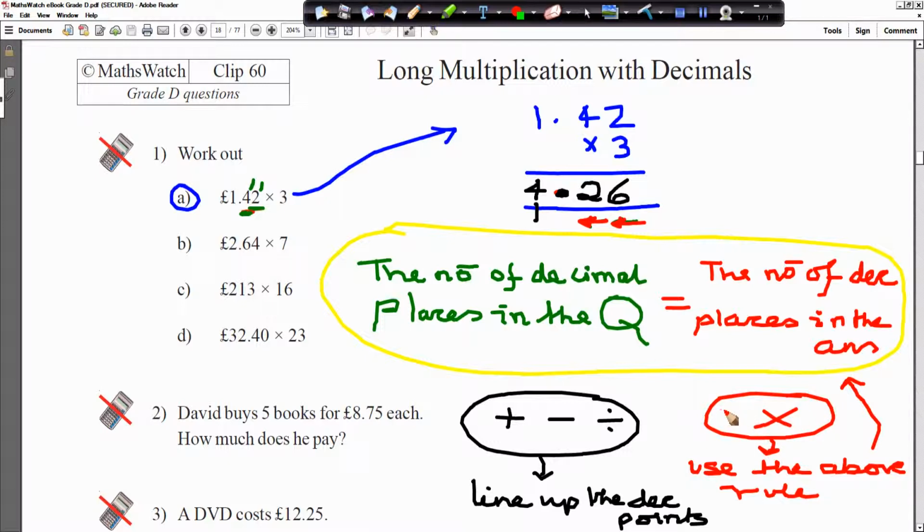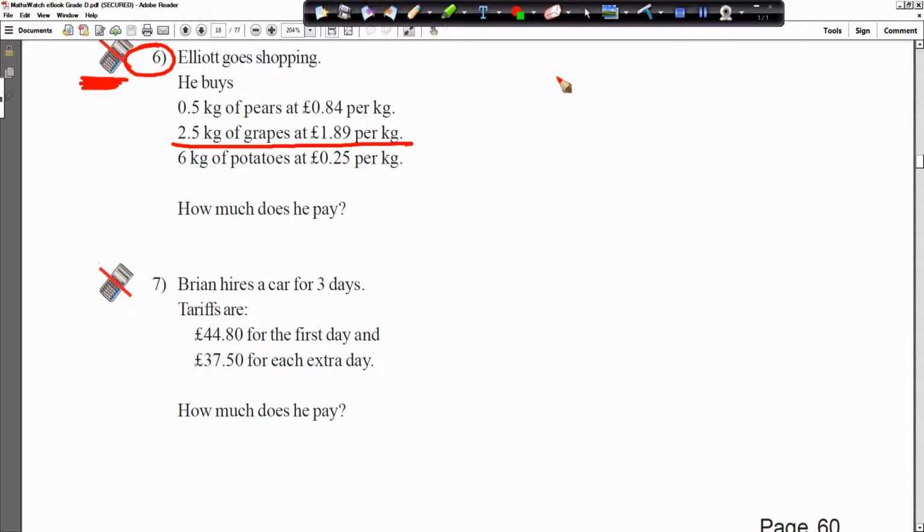Now we're going to look at another example where this rule comes to life. You can see it being used. Okay, the next question we're going to try is going to be question number 6. Elliot goes shopping. He buys 2.5 kilograms of grapes at £1.89 per kilo. How much does he pay? So we are focusing on this question over here.